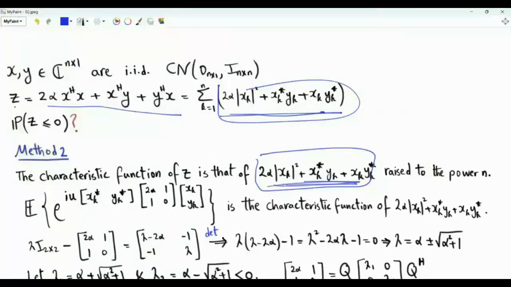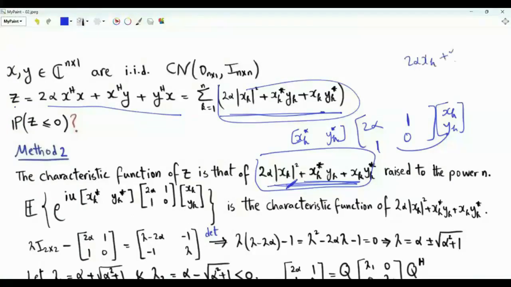Let's rewrite this as a quadratic form. Specifically, I will write down this as a row vector with two components, xk conjugate, yk conjugate, and then a column vector with two components, xk and yk. Between them, we have element 1, 1 is 2 alpha, this positive number, then 1, then 1, then 0. If we multiply the matrix by the vector, we get 2 alpha xk plus yk. The second element will be xk.